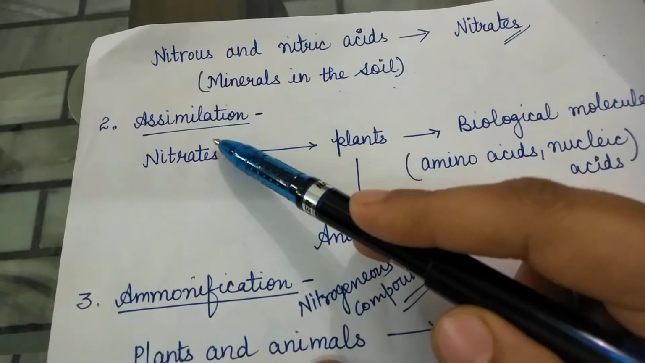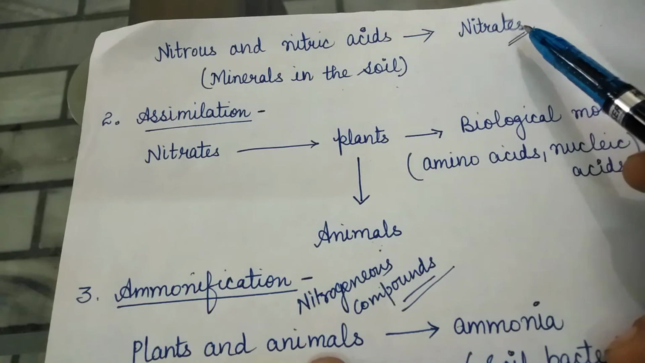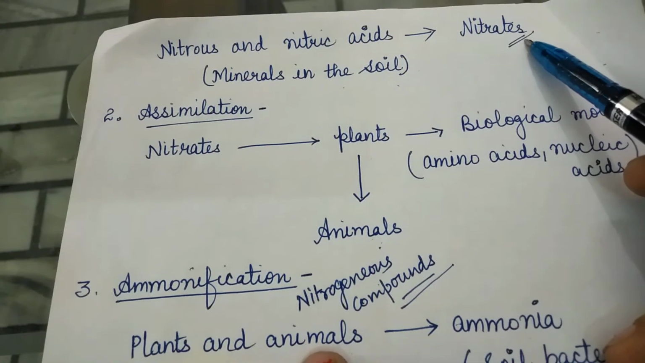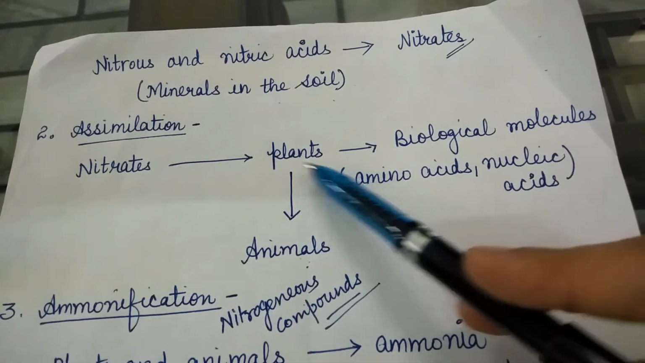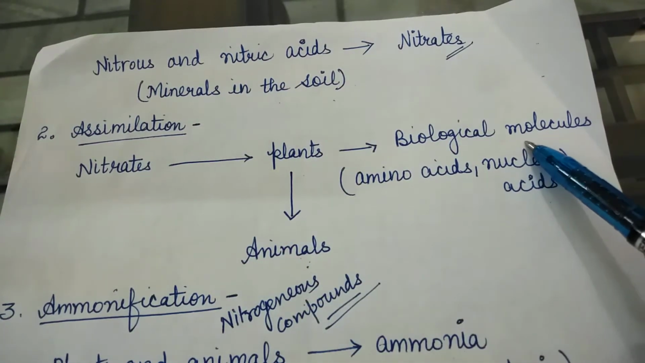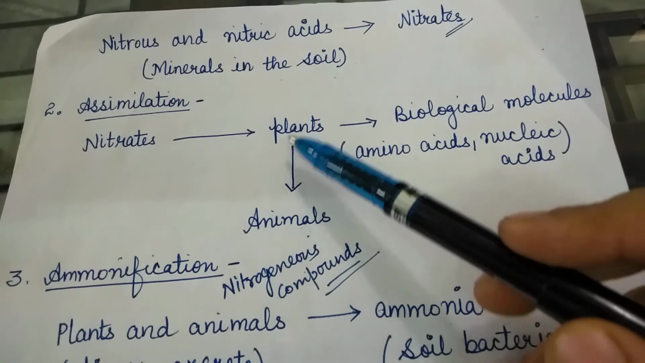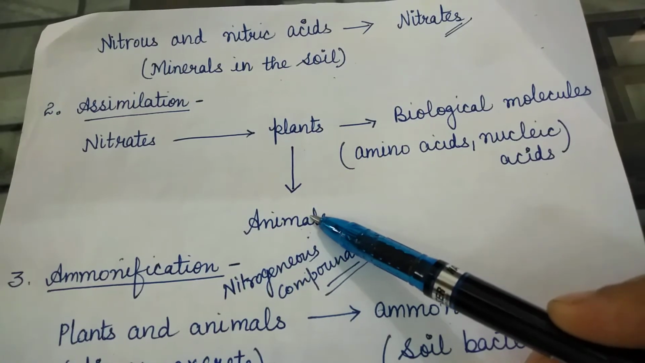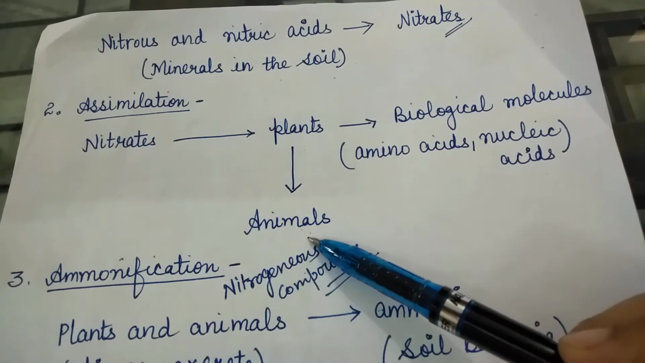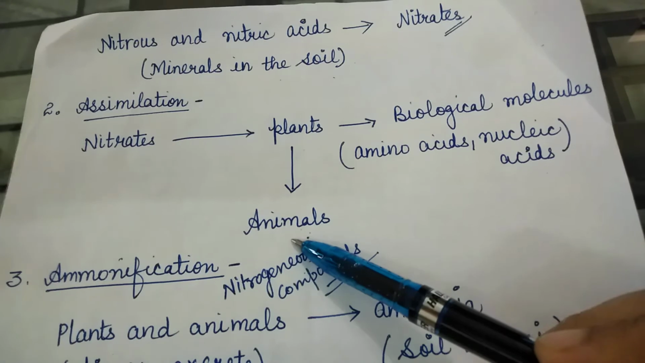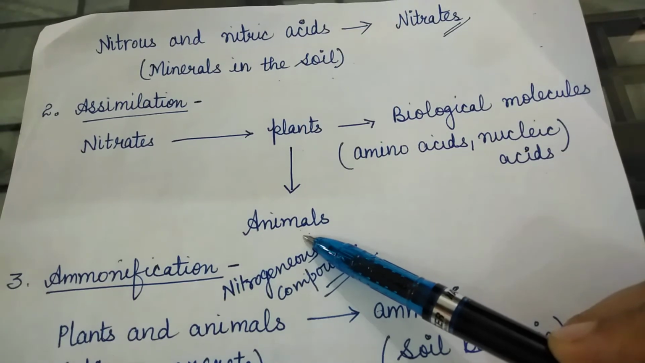The next step is assimilation. That means the nitrates produced in the first step are used by the plants. Then the plants convert these nitrates into biological molecules like amino acids and nucleic acids. When plants are eaten by animals, these compounds become parts of the animal's body. That means the nitrogenous compounds become part of the animal's body, or nitrogen enters the animal's body.